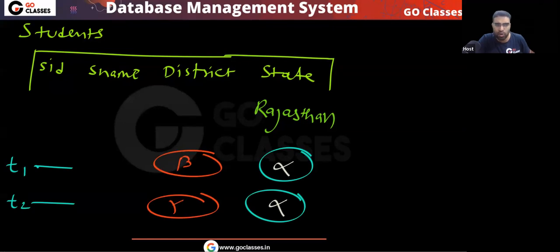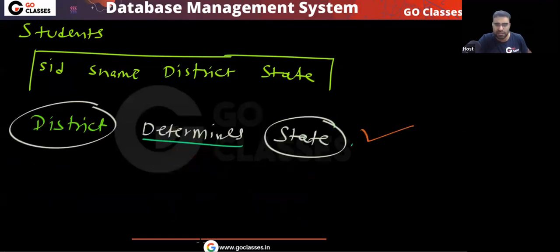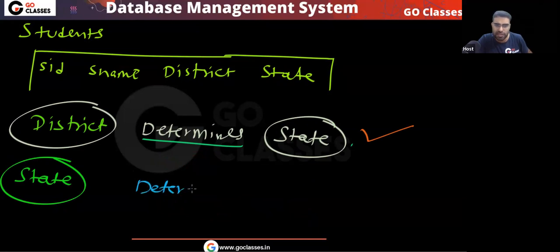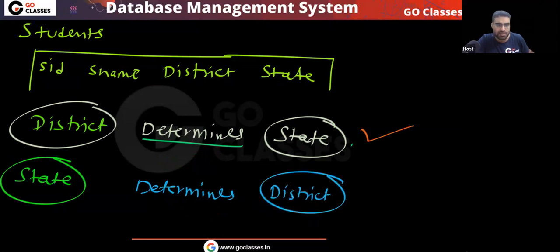Okay, so they may or may not be the same. So this is what I'm saying: if I tell you the value of the state column, can you determine the value of district? No, you cannot determine. Yes or no? So the statement that state determines district is wrong. Yes or no? This statement is wrong.